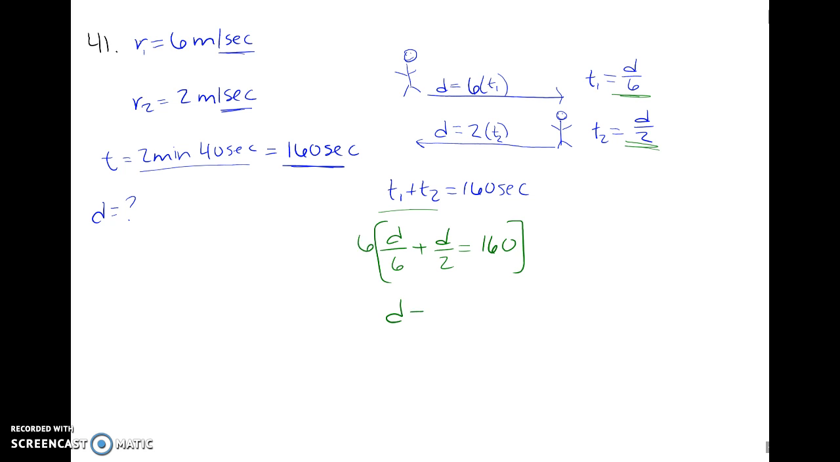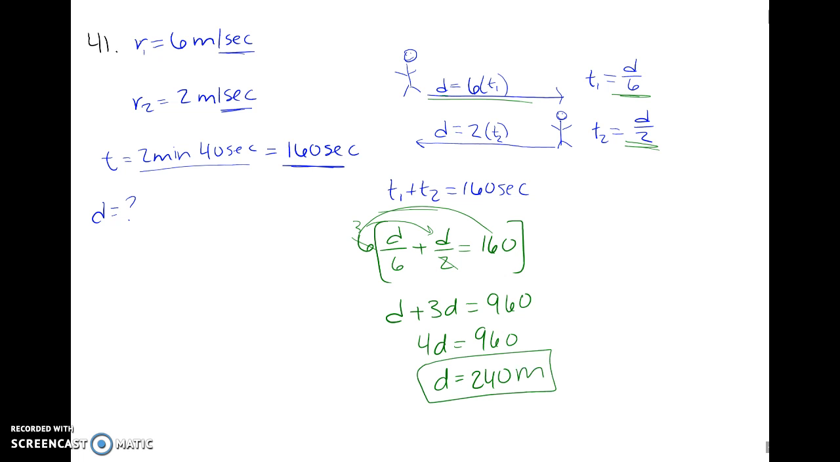So we have d plus, then if you distribute the 6 to right here, that becomes a 3d. 3d equals 160 times 6, which is 960. So 4d equals 960. d equals 240. Okay, so our distance, we labeled it as just one way down the track, right? So this was our distance, so this is 240. Our question asked, find the length of the track, so it was one way. So it's 240 meters, because that's the unit that we're in.